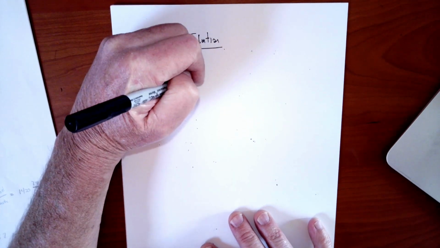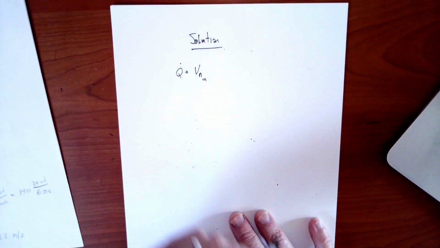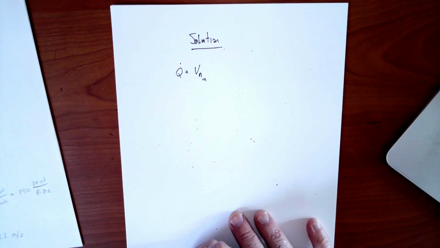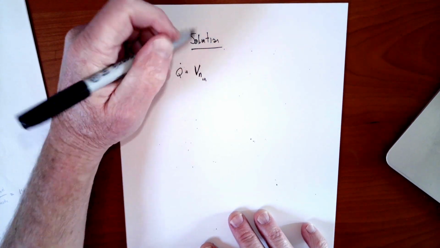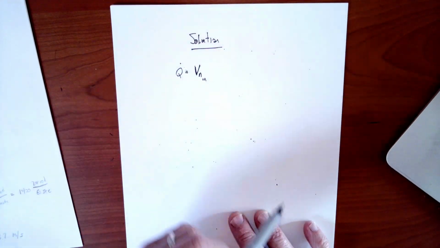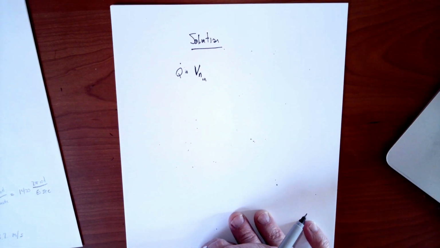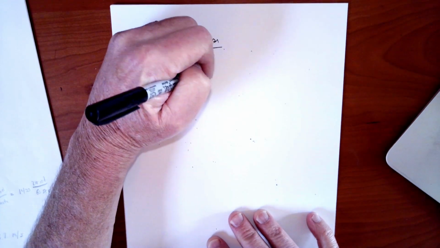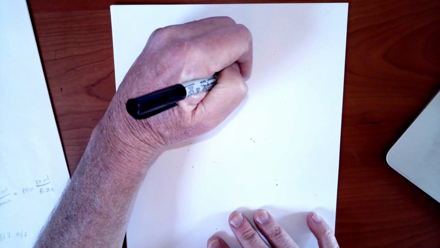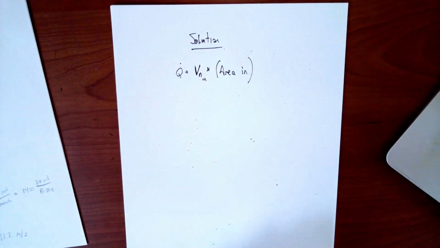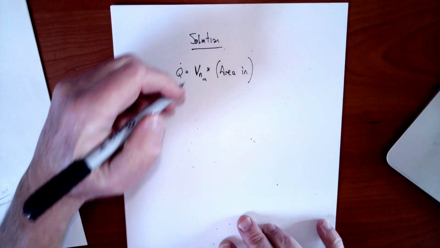Q dot depends on the normal velocity going into the area of the blades, obviously. If that's the only velocity in our idealized model, there's only a normal velocity to that surface. So that fluid velocity times the area of that inlet surface is going to give us the total volumetric flow rate. So that seems pretty straightforward.